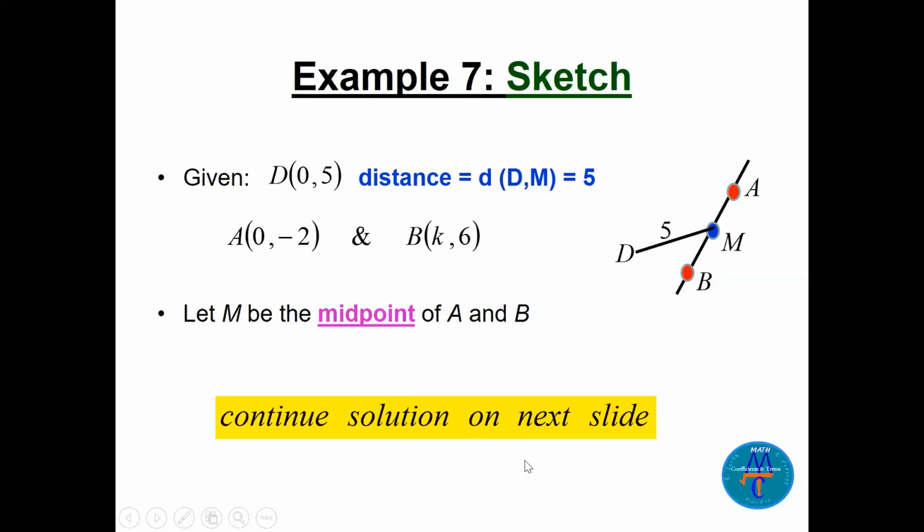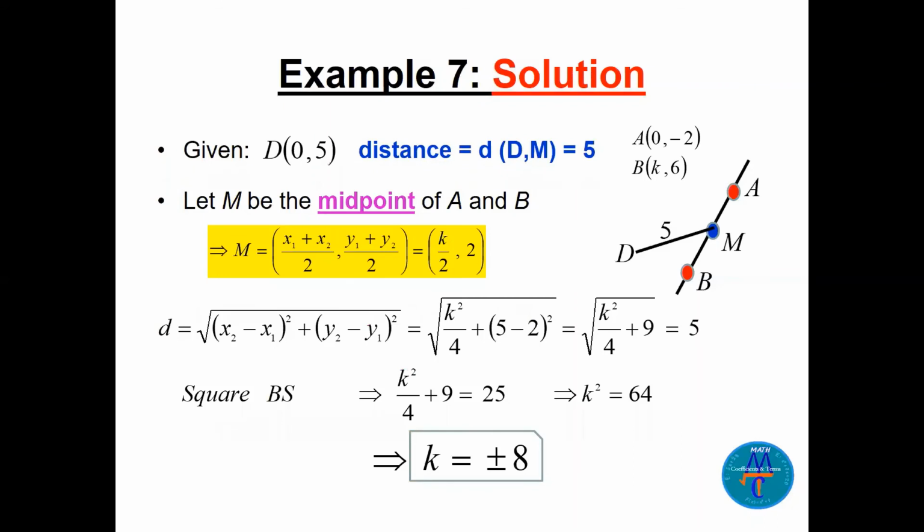Let's continue on the next slide. You can pause the video here, please, and try yourself, if you understood what I said, the midpoint and the distance, and try to find K. What is K? Now, just to show you, K will be plus or minus 8. So there are two values for K.